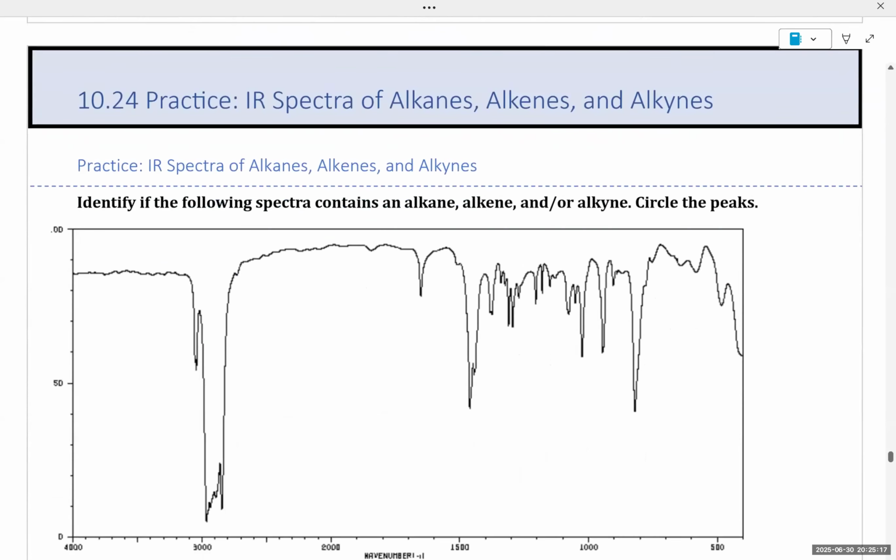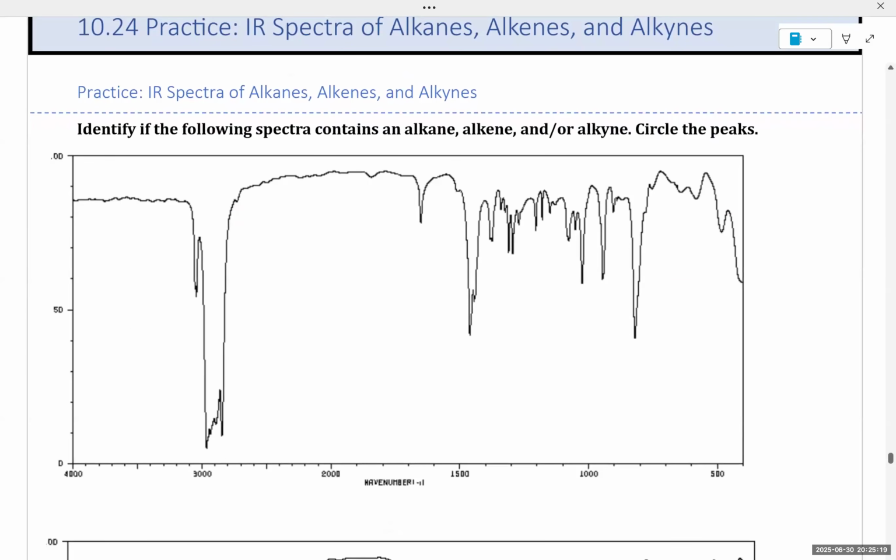Let's do some practice now, and let's identify if the following spectra contains an alkane, an alkene, or an alkyne. So pause the video, take a few moments to work through this example, and then we'll discuss. Make sure, as instructed by the problem, to circle the peaks that you're using to justify your assignment.